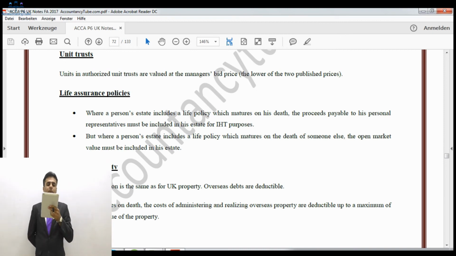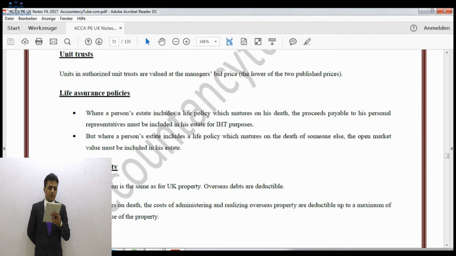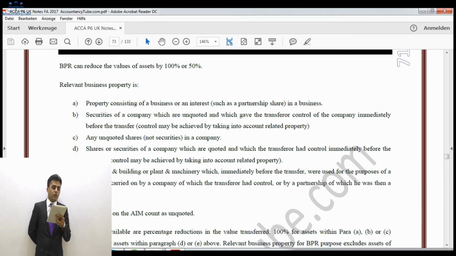In A, it says business property is a property consisting of a business or an interest. So if you have an interest in a partnership, a shareholding in the partnership, in that case as well, business property relief will be available. Then securities of a company which are unquoted and which give the transferor control of the company immediately before the transfer. So it was securities in an unquoted company in which you had control before the transfer.